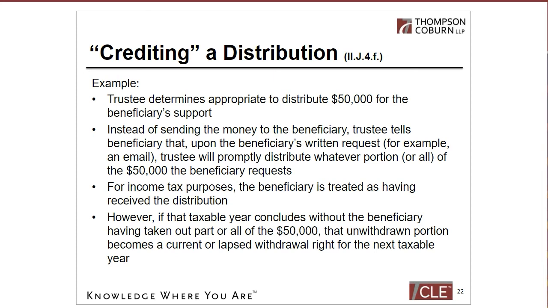So rather than define the legal terms, I'm just going to give you a practical example. So we have an ascertainable standard here. The trustee has the authority to make distributions for the beneficiary's support.